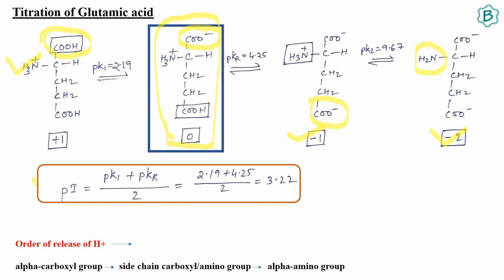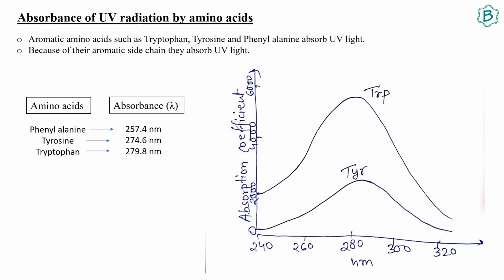How will you determine pI then? The pI will be (pK1 + pKR) divided by 2. Why are these two, pK1 and pKR, taken? Because you have to consider the zwitterionic structure and the pH before and after it, divided by 2, to give the pI. Now you have to remember the order of release of protons, which first will be from the alpha carboxyl group, then the side chain carboxyl or amino group, and then the alpha amino group.